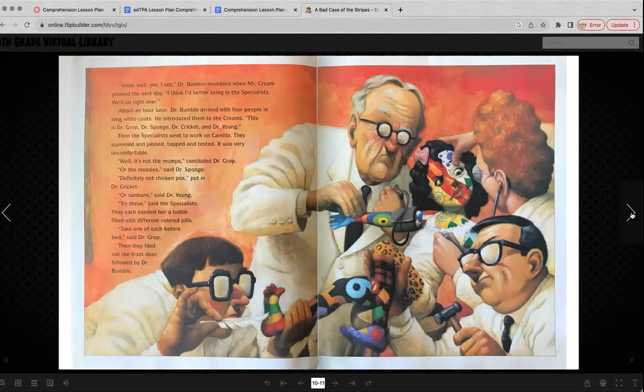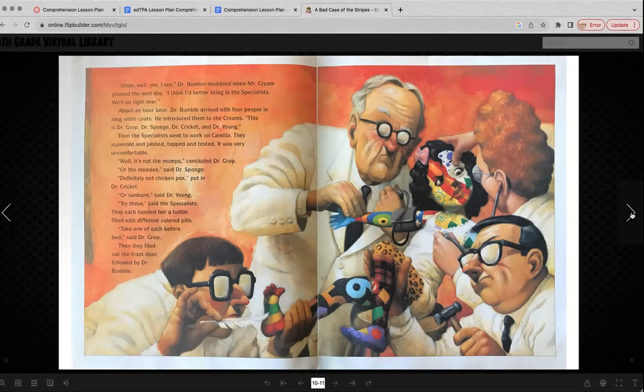Then the specialists went to work on Camila. They squeezed and jabbed, tapped, and tested. It was very uncomfortable. "Well, it's not the mumps," concluded Dr. Grop. "Or the measles," said Dr. Sponge. "Definitely not chicken pox," put in Dr. Cricket. "Or sunburn," said Dr. Young. "Try these," said the specialists. They each handed her a bottle filled with different colored pills. "Take one each before bed," said Dr. Grop. Then they filed out the door, followed by Dr. Bumble. How would you guys feel if you were Camila in this situation?